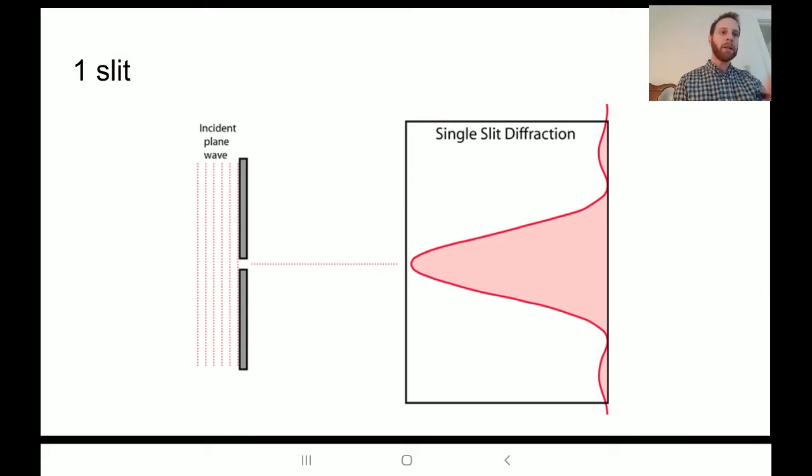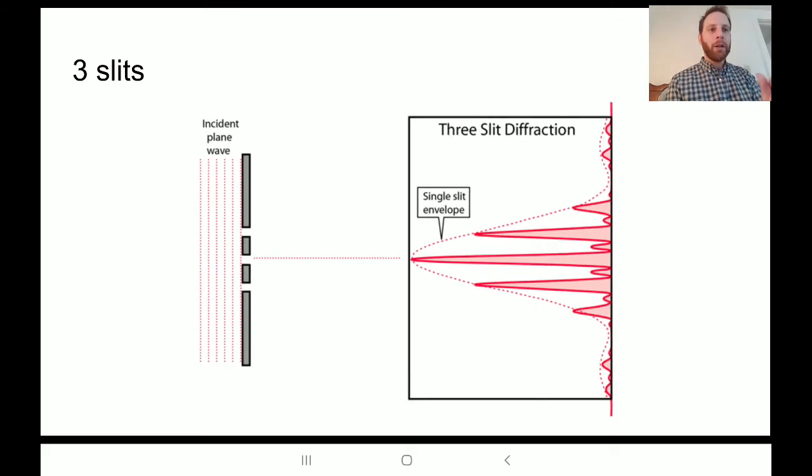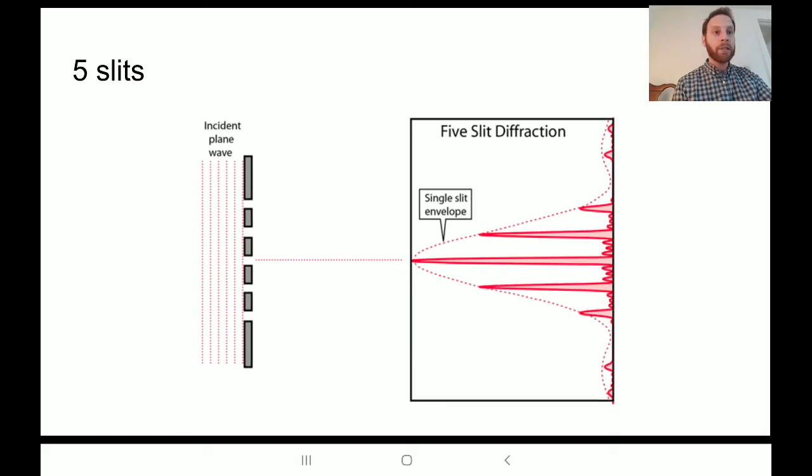So one slit does this. Two slits we've already seen, and this is illustrating that you get these maxima and minima, and this dotted line represents the sort of envelope of what we got in the previous picture with one slit. You can imagine putting three slits in between, and notice what's going on here. I'll go one more. I'll go to 5 slits.